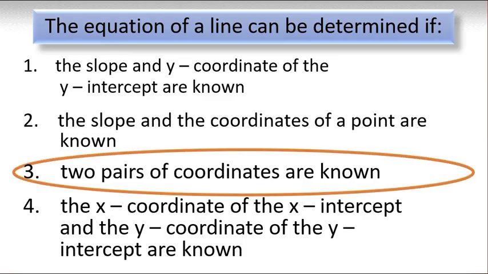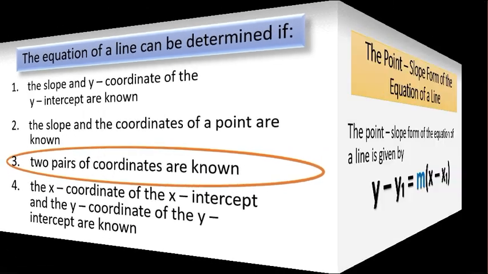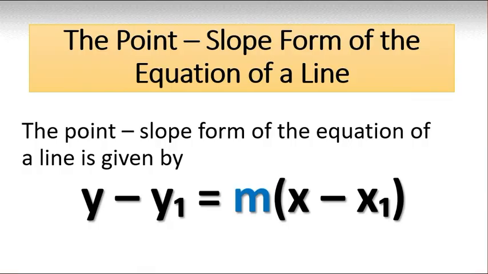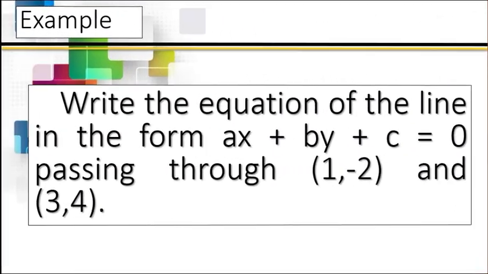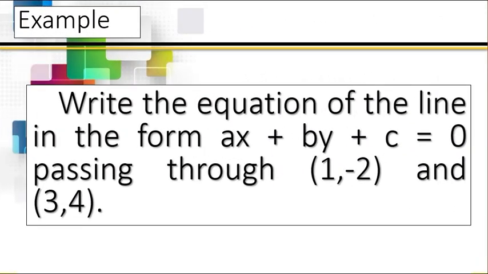For today's video, we will focus on finding the equation of the line if two pairs of coordinates are known. Now let's remember the point-slope form of the equation of the line. The point-slope form of the equation of the line is given by y minus y sub 1 equals m times quantity x minus x sub 1. Let's apply this formula with our first example.